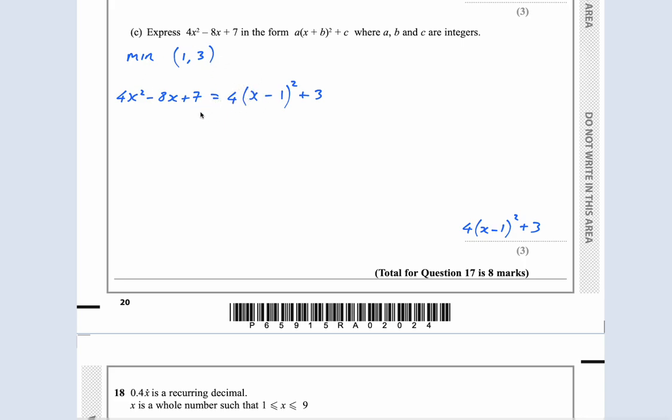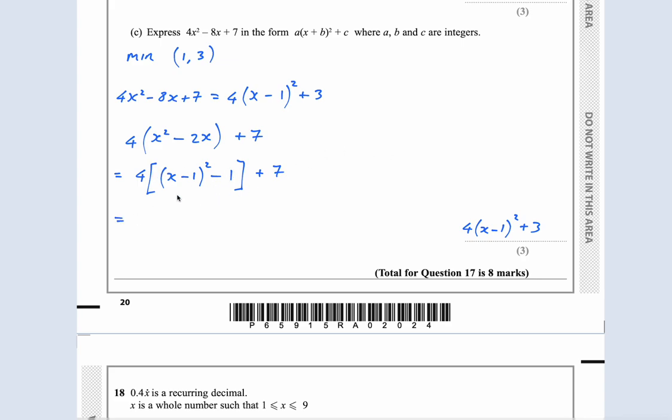So the other way to do it is you take out the 4 and you're left with 4 times (x squared minus 2x), so you're dividing each term by 4 essentially, and then I'm going to just put plus 7 on the outside. Then I complete the square for this bit: I divide this by 2, x minus 1 squared, and I subtract 1 because I subtract this squared like this. Then I have my plus 7 on the outside.